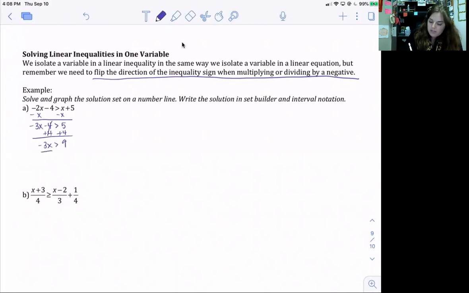Then divide both sides by -3. Since we're dividing by a negative, we're going to flip our inequality sign. So x is less than -3. All right. It asked us to solve, which we did. It asked us to graph on a number line.